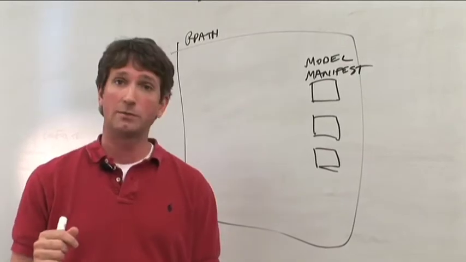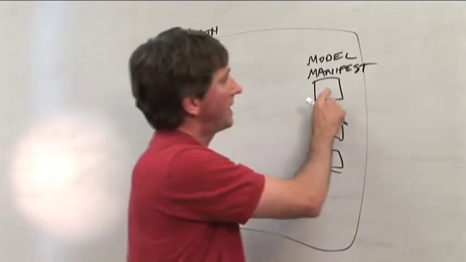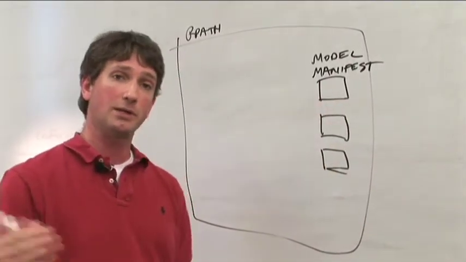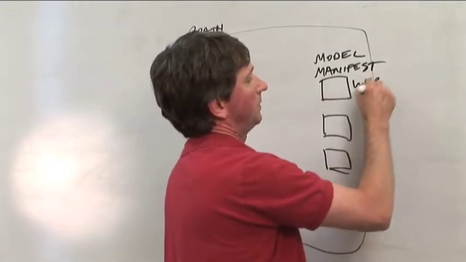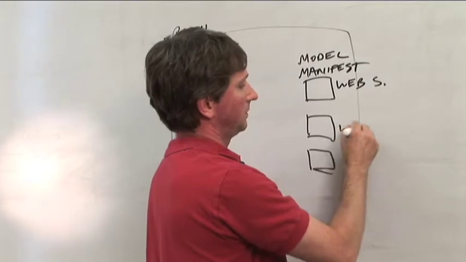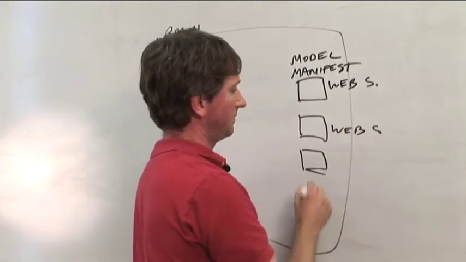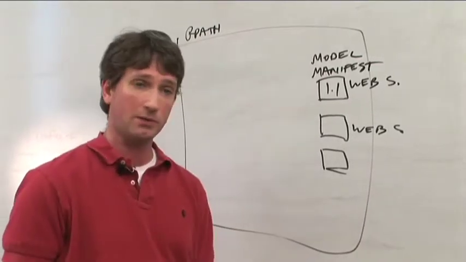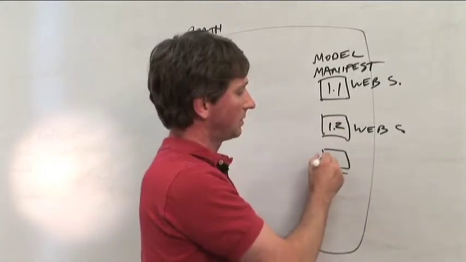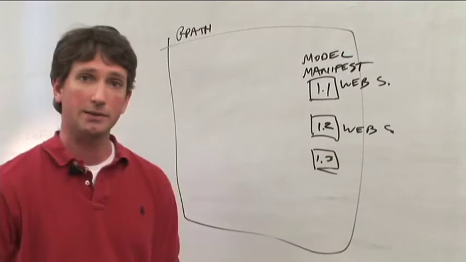And these manifests are versioned. So let's say this is the manifest for my web server. It tells me everything that should be on a particular web server. Right? I've got my web server manifest. It's versioned. So I know that version 1.1 of my web server looked like this, and 1.2 looked like that, and 1.3 looked like this.